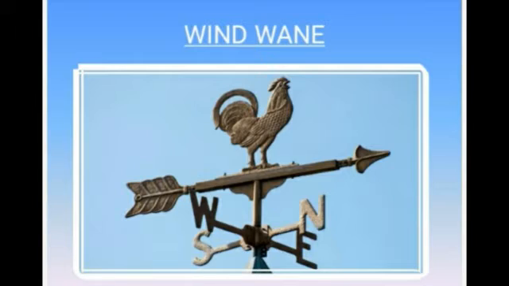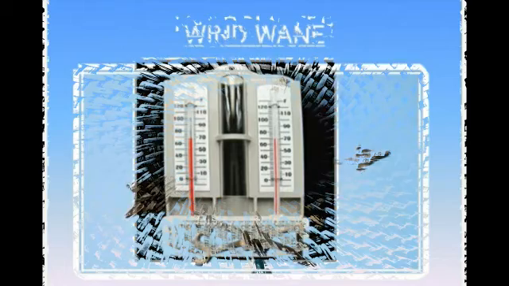wind blows. Okay, so how is this instrument used? It is used to find the wind direction. So when the air blows, the pointer moves towards the direction where the air blows. Likewise, we can find which direction the air blows. Okay, so this is the use of the wind vane.